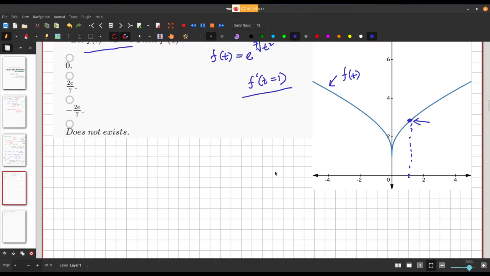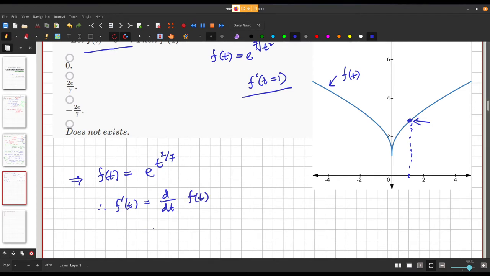Okay, so let us calculate the derivative then. So we can rewrite the function like this, and f prime t will be d/dt of f(t), or it will be d/dt of e to the power t squared by 7, and we can use the chain rule here and write it like this.